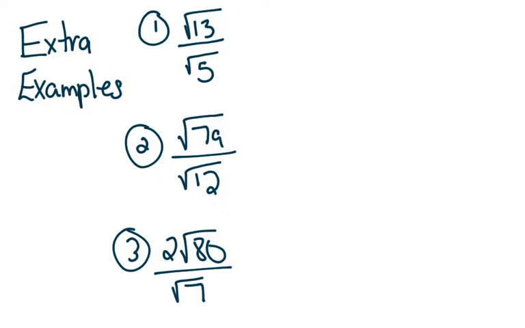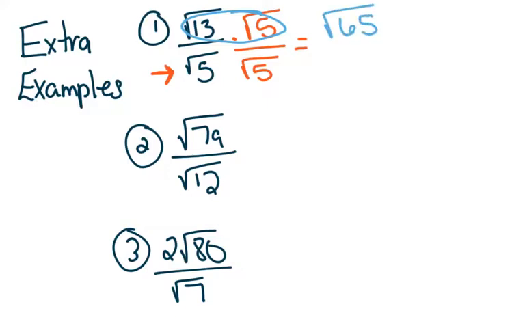You have the square root of 5 on the bottom, square root of 13 on the top, and we need to rationalize this denominator. So I'm going to multiply the top by the square root of 5. And I'm going to multiply the bottom by the square root of 5. All right, 13 times 5, because they're both underneath your radical, gives me the square root of 65. On the bottom, you get the square root of 25.